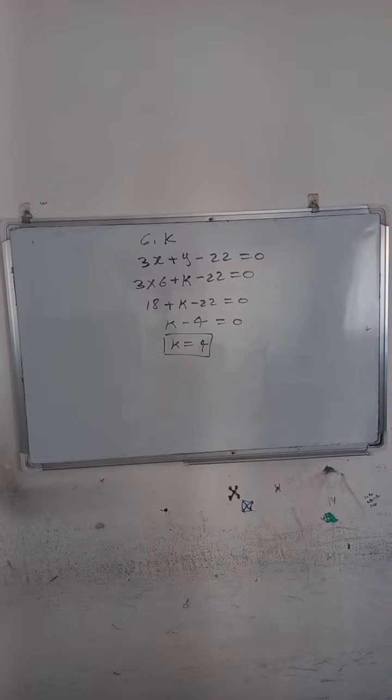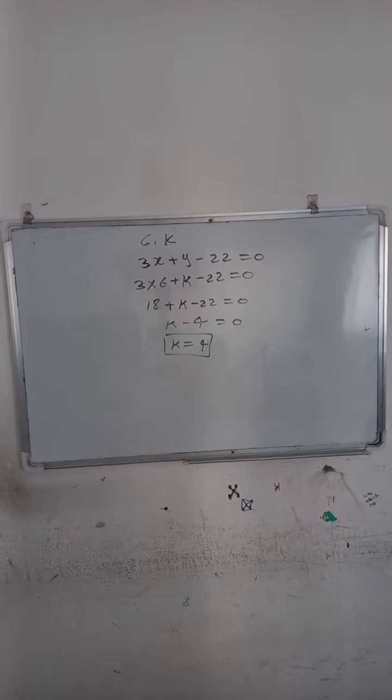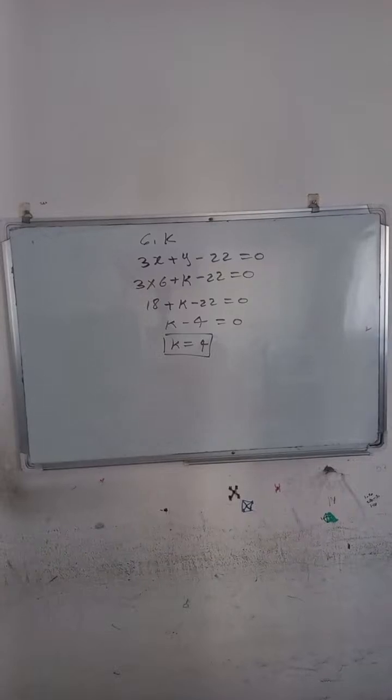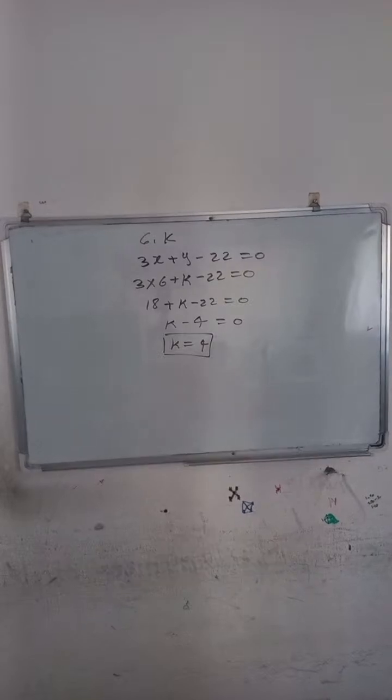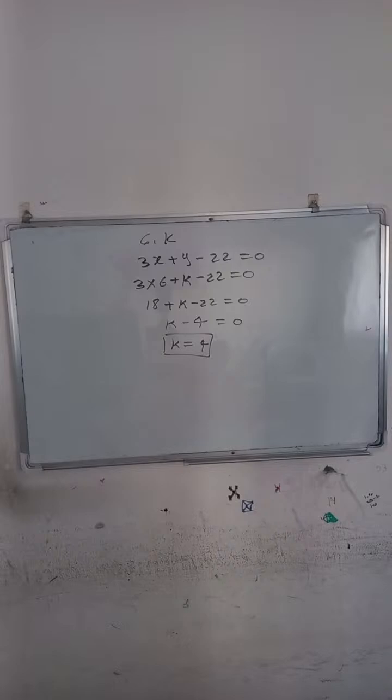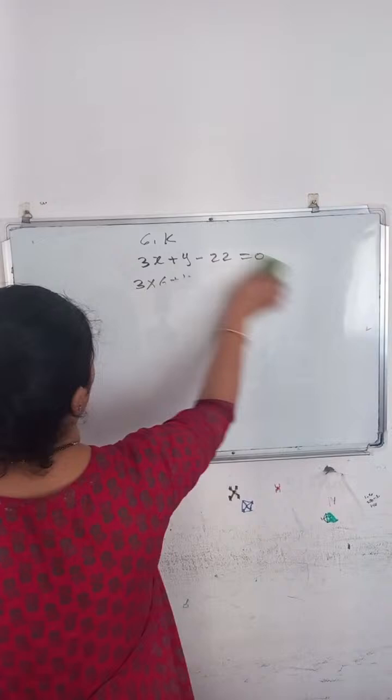Next one. The angles of cyclic quadrilateral A, B, C, D are. This is the last question from today's session. The remaining I will continue tomorrow. So the angles of a cyclic quadrilateral A, B, C, D are.